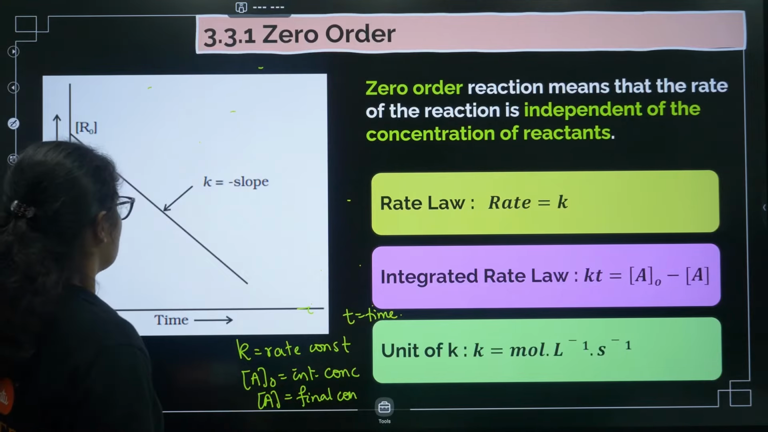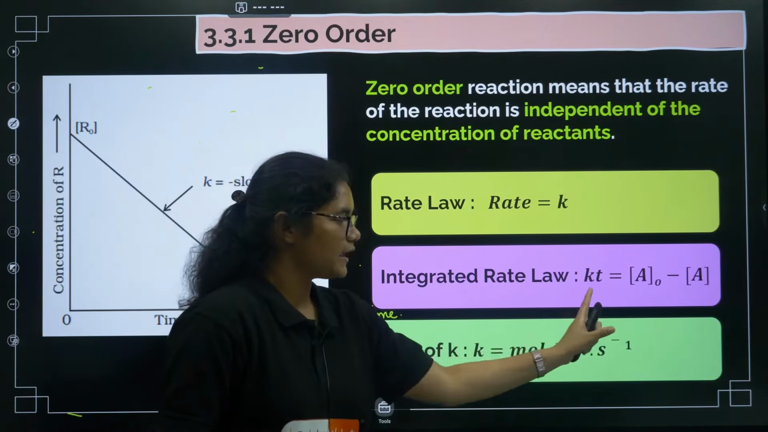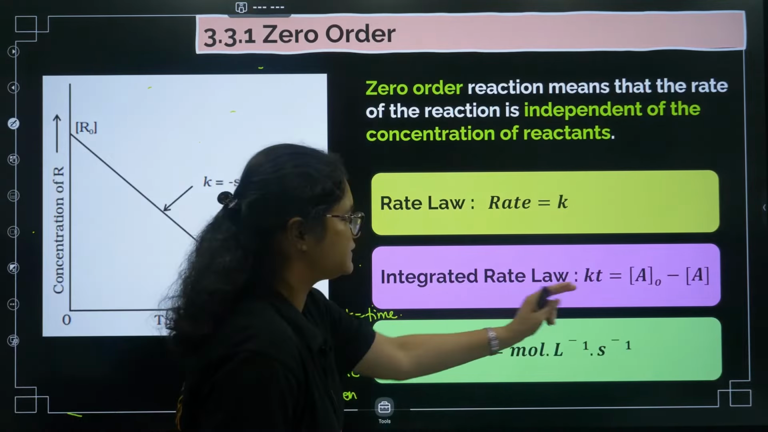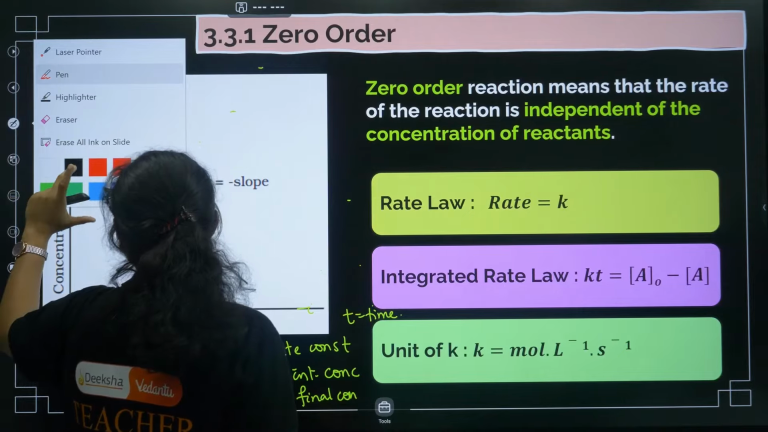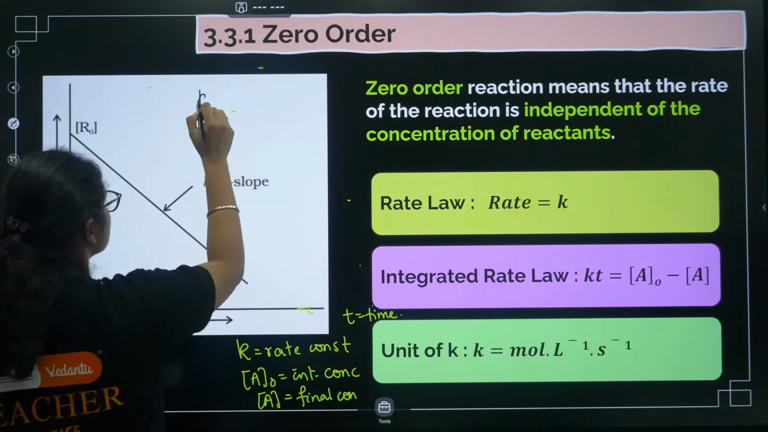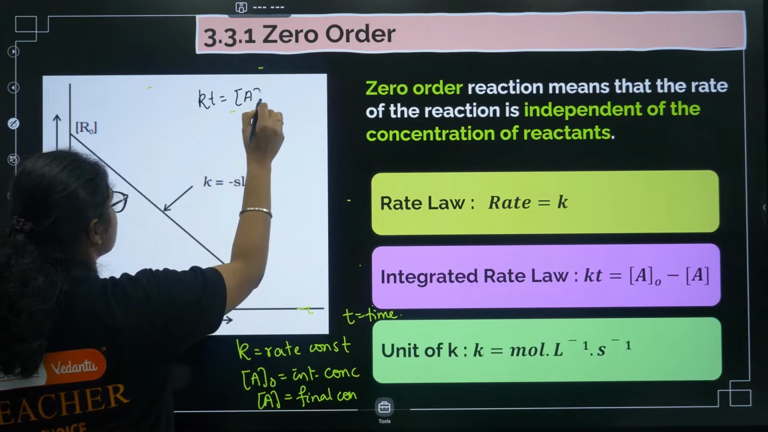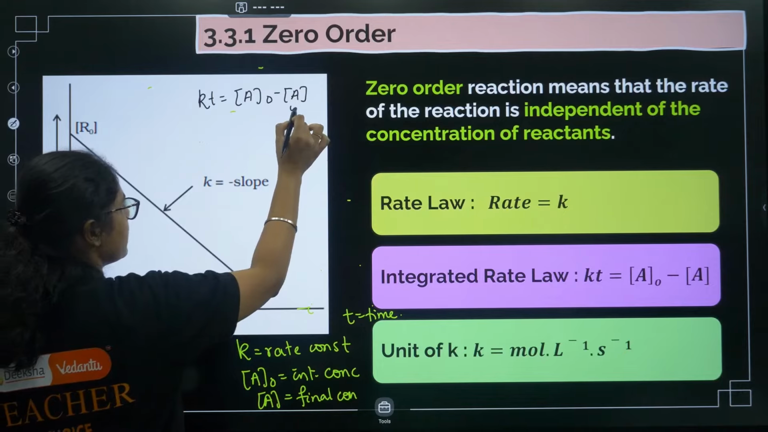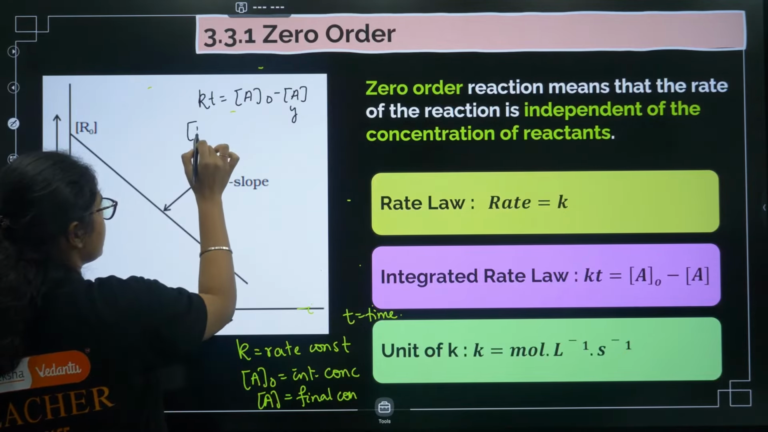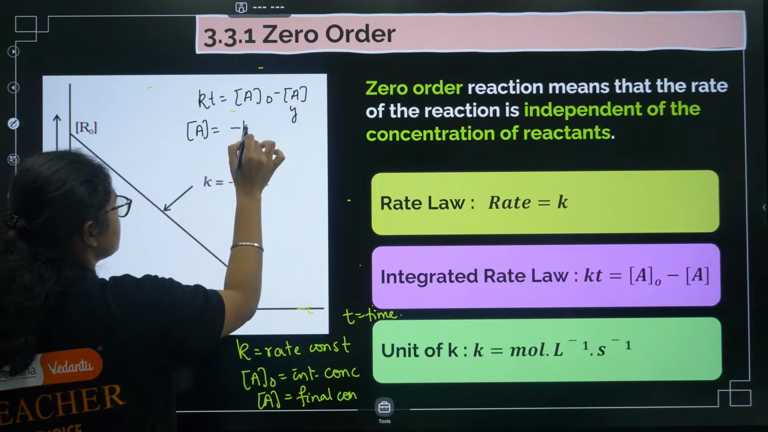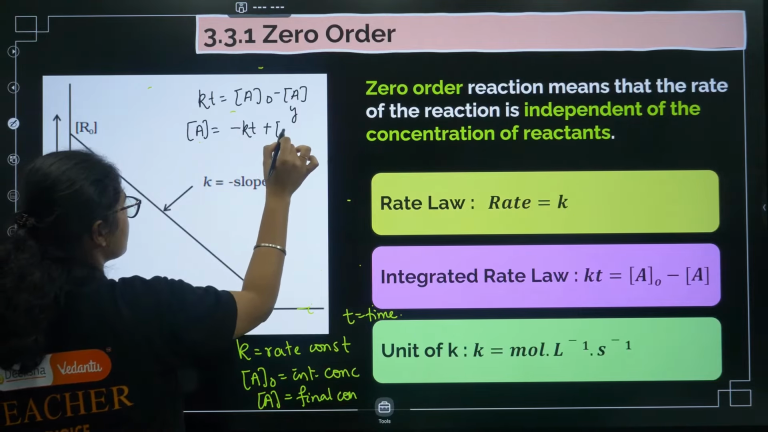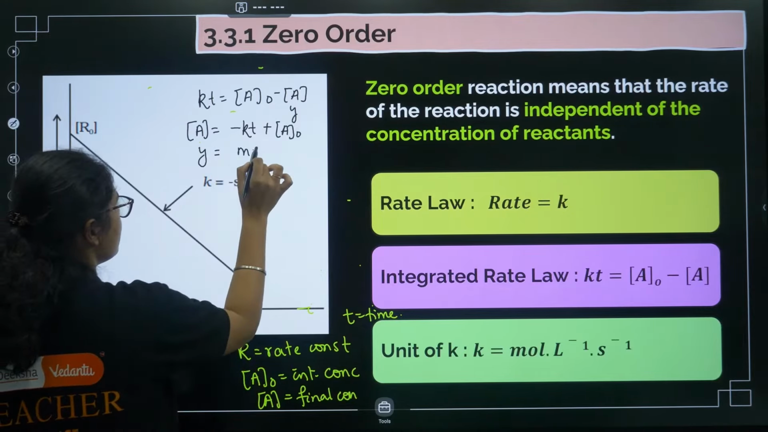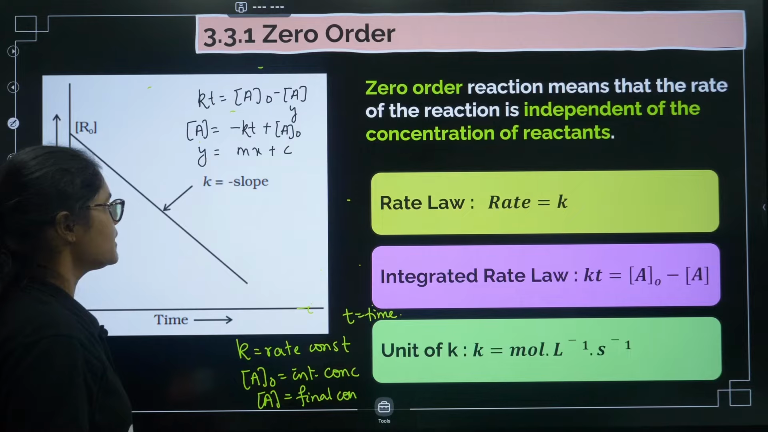Now coming to this equation, KT is equal to A naught minus A. You have to draw a graph for A versus T. The graph is for KT is equal to A naught minus A. I want to draw a graph for A versus T, so A has to be my Y. I'll bring A to one side, and then I'll be left with KT plus A naught. Now I can write Y is equal to mx plus C, the straight line equation. So what is the slope?